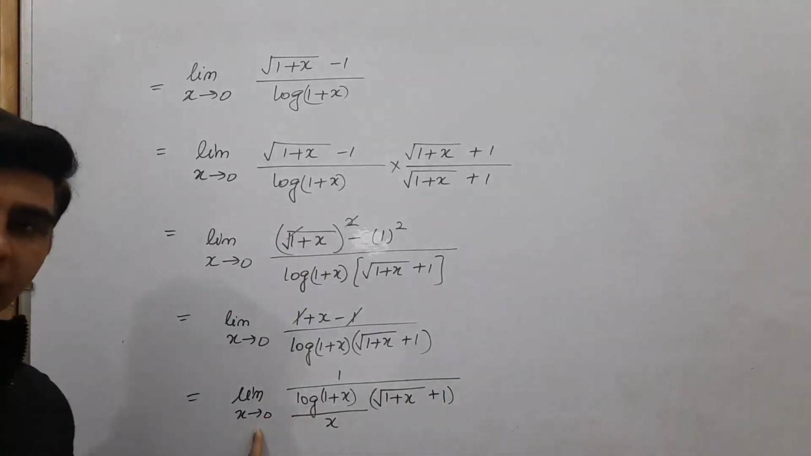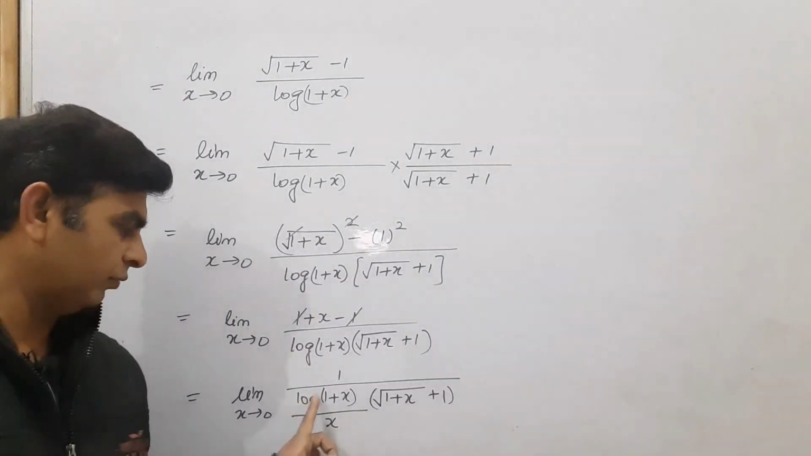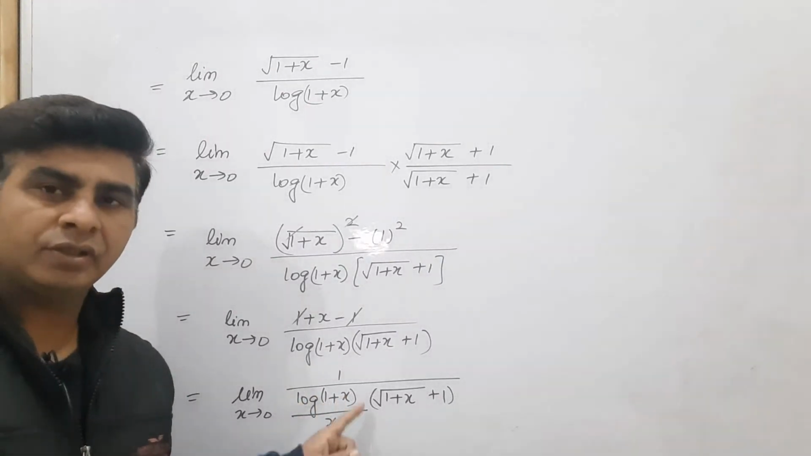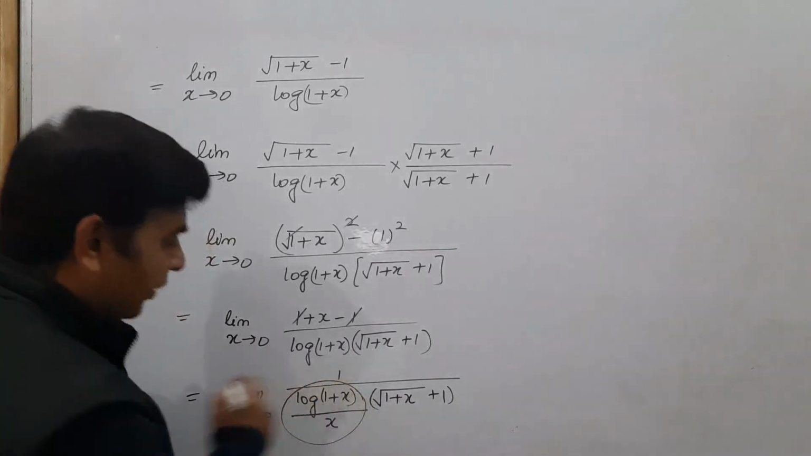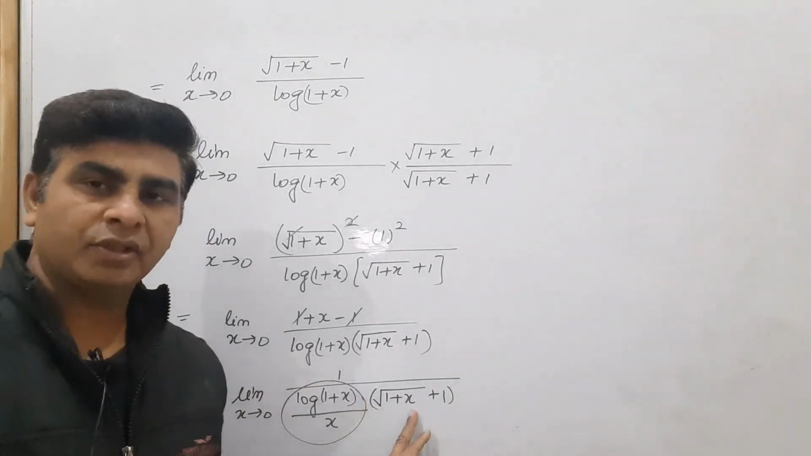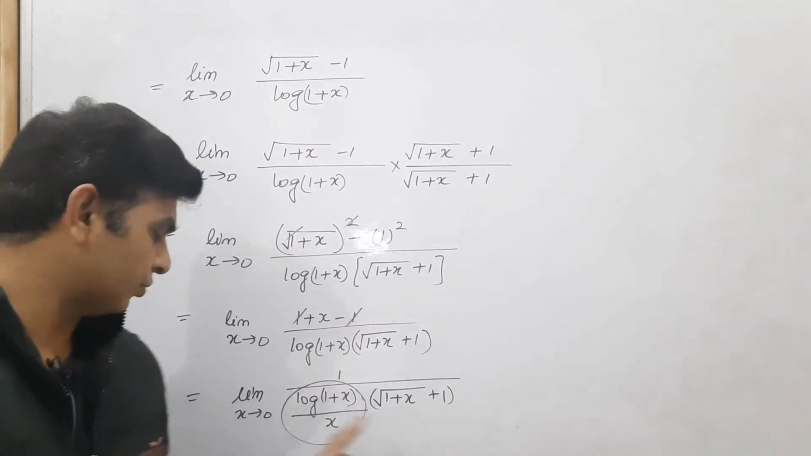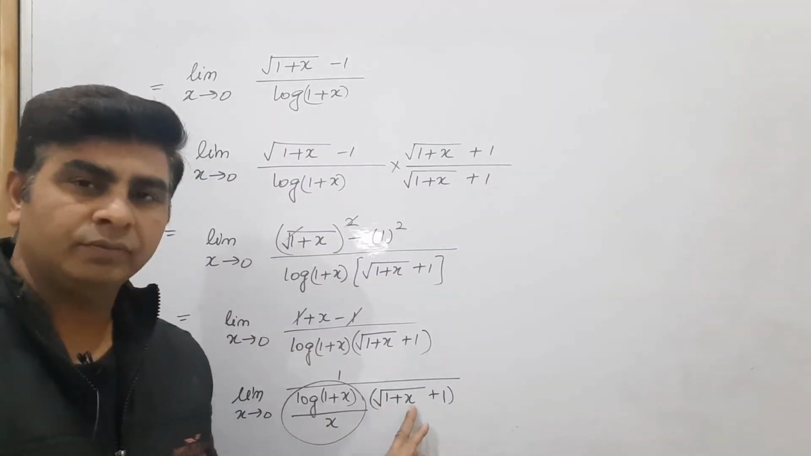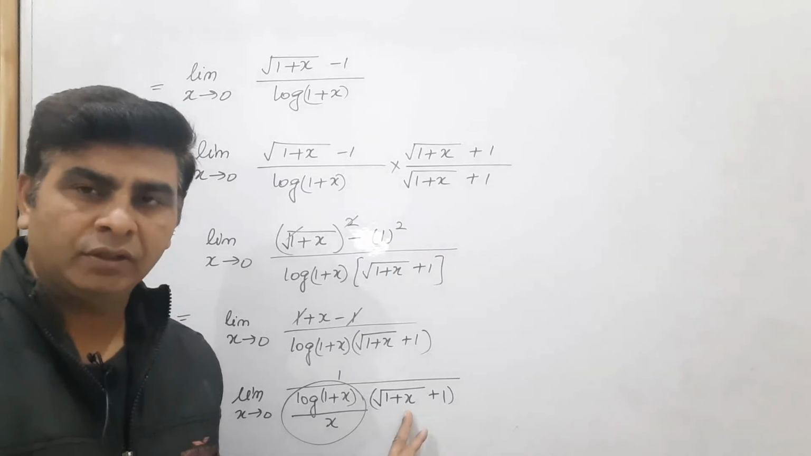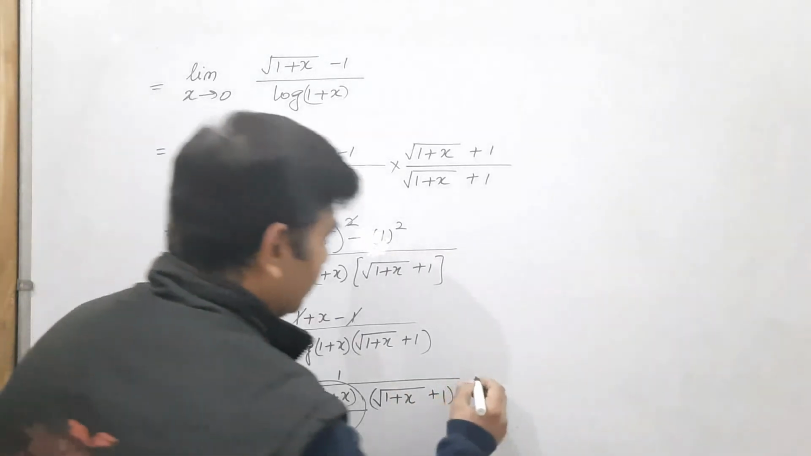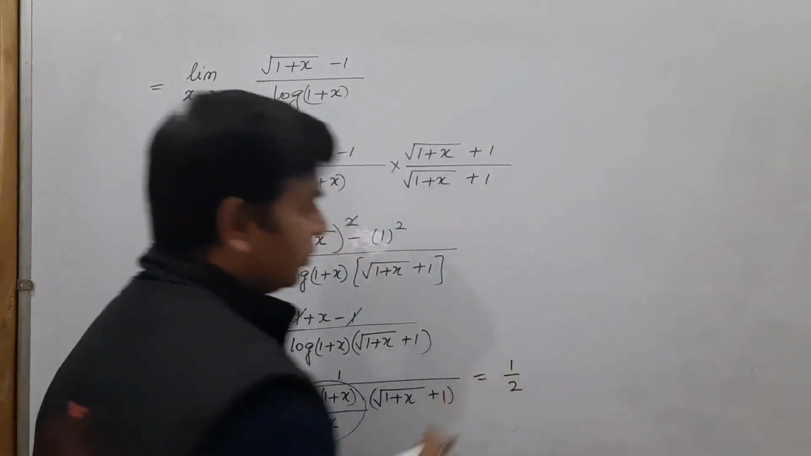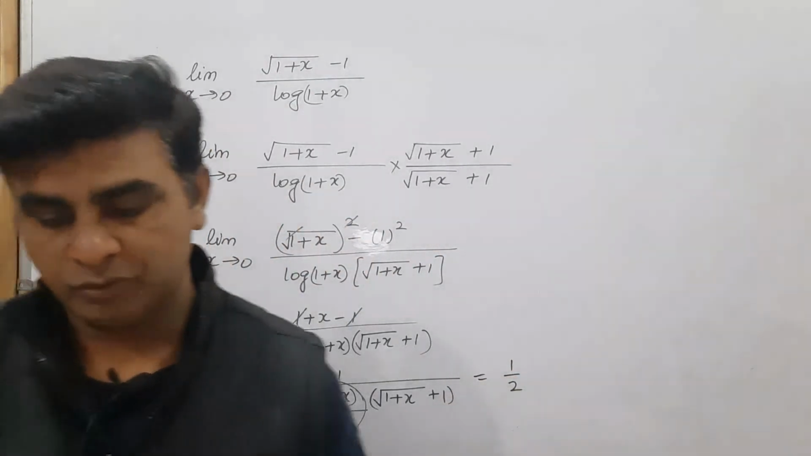Now limit x approaches to 0 of log of 1 plus x upon x, this is the formula which is equal to 1. So this can be replaced by 1, and in the remaining terms we can apply x is equal to 0. So this is 1 plus 0, 1 plus 0 is 1 और 1 का स्क्वायर रूट करेंगे तो this is 1, 1 plus 1 is 2. So this is your 1 upon 2. The solution of this question will be 1 upon 2.